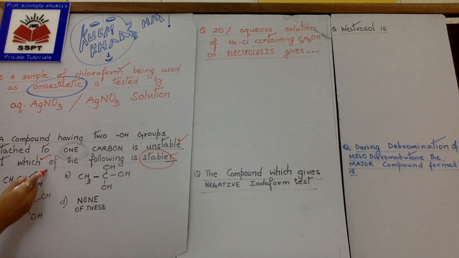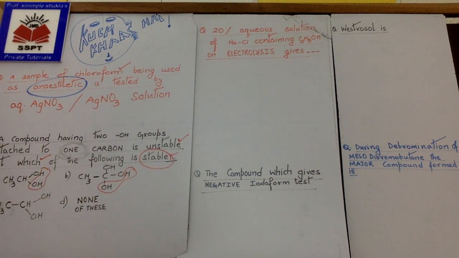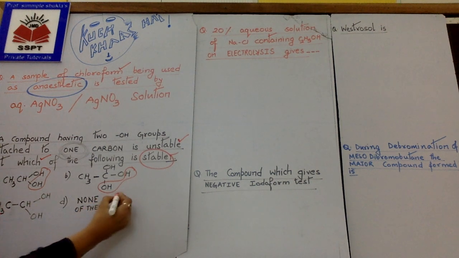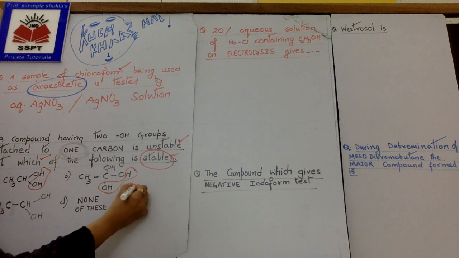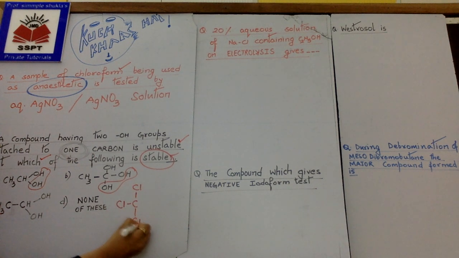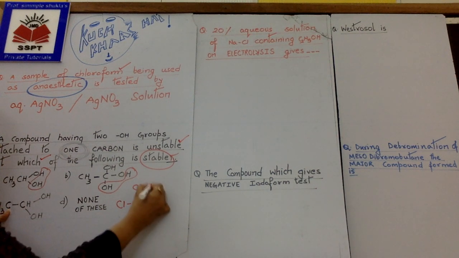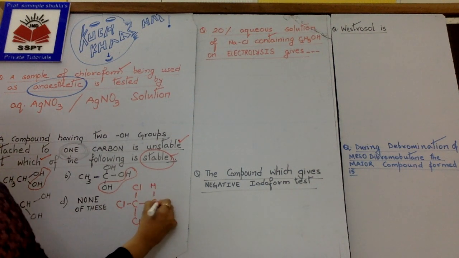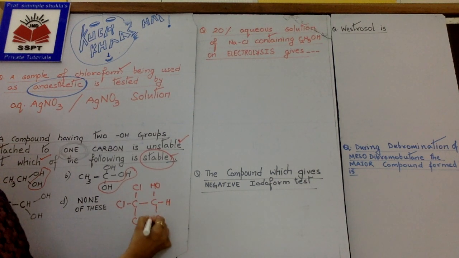It's not this. This will lose a molecule of water and become aldehyde. This will lose a molecule of water and become an acid. This will not lose a molecule of water. Why? I'm just writing it here in the expanded form. This carbon is having 3 chlorine and the carbon is attached to H and two OH groups like this.